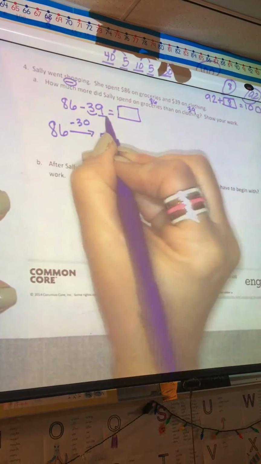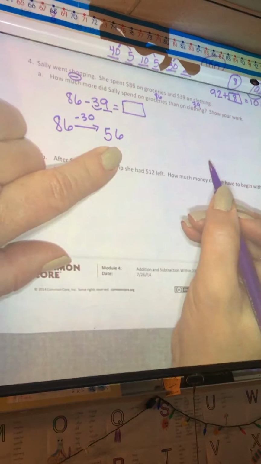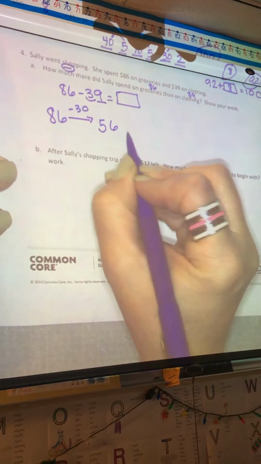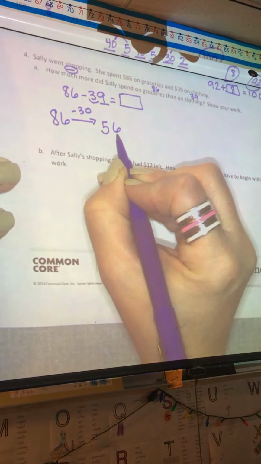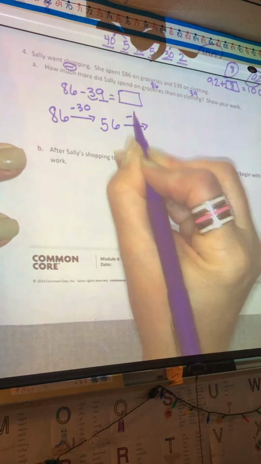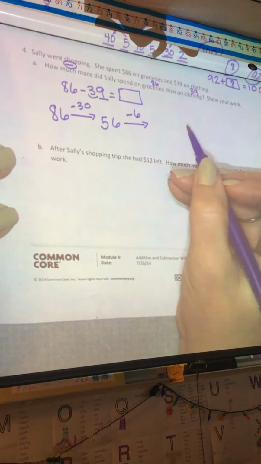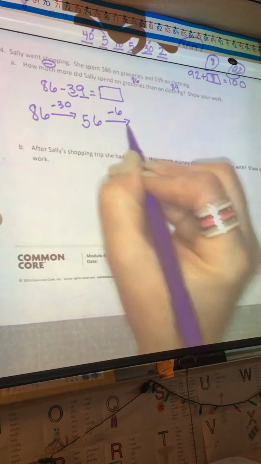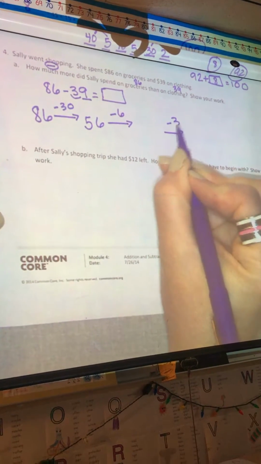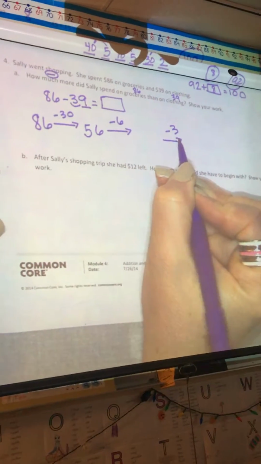Now I need to subtract 9 ones, but subtracting 9 ones from this 6 might be a little bit challenging. So what I'd like to do is try to get this 6 to be a 0. In order to do that, I'm going to start with subtracting 6 ones. Now I'm not subtracting 6, I have to subtract 9. So my next step is going to be to subtract 3 more. So that will help me to subtract a total of 9 ones.